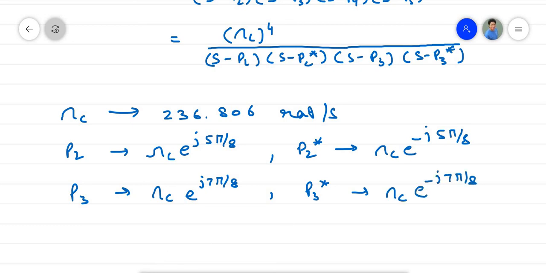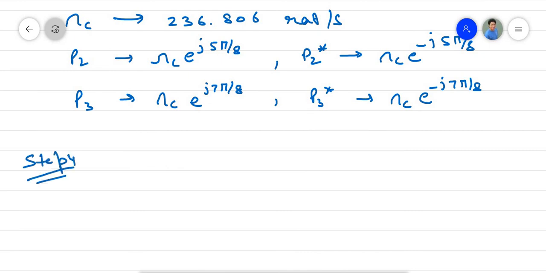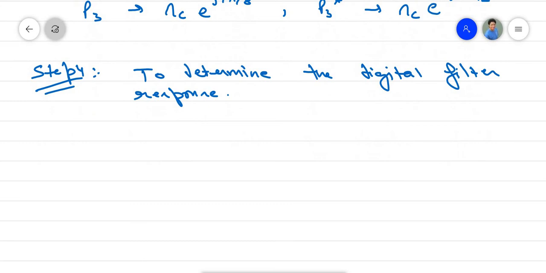7 pi by 8. Now we can substitute these values and further solve this H(S), but right now we are not doing that particular thing. So we will directly move towards step 4, that is to determine the digital filter response. Now it is not mentioned which transformation we should use, so we will apply bilinear transformation.